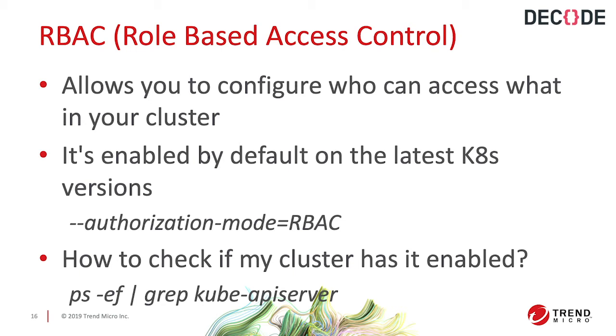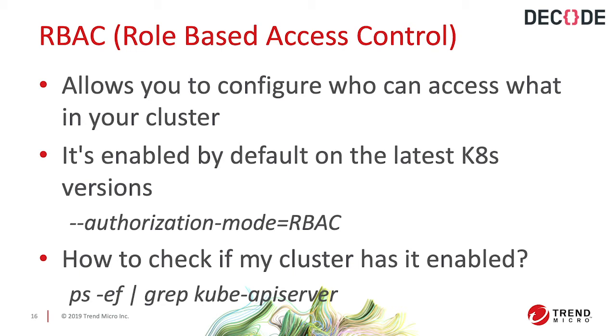Right now it's enabled by default on the latest Kubernetes version. You can see that from the flag authorization-mode RBAC, even on the previous slide, on the image, right? How do I check if my cluster has it enabled? It's the same command that we showed before for the Kube API server, right? So RBAC is going to allow you to configure who can access what in your cluster. We highly recommend that if you don't have it enabled, if you're using previous versions of Kubernetes, you enable RBAC authorization.